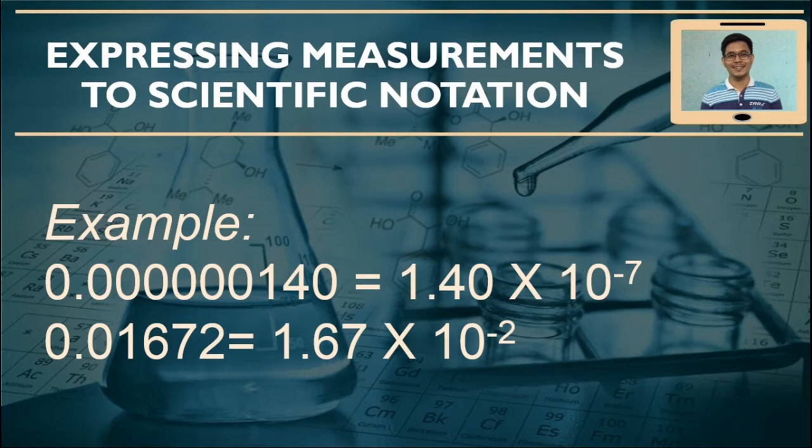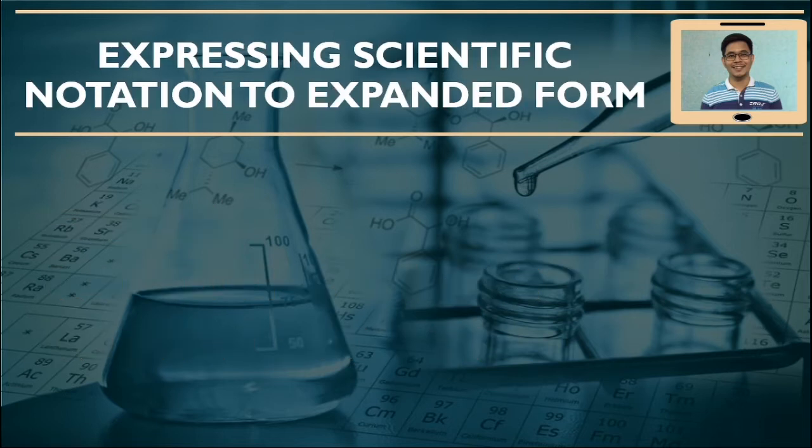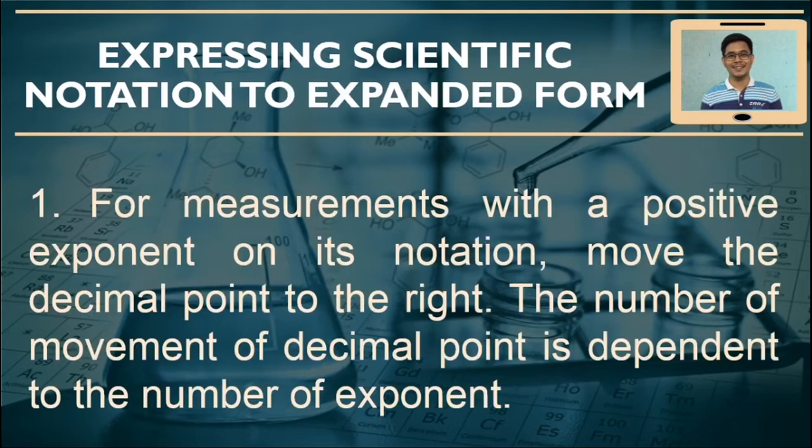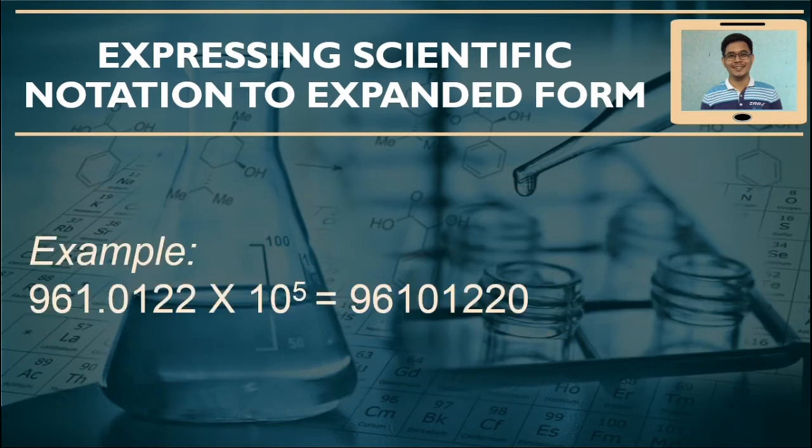And the question now is, how are we going to express a scientific notation to its expanded form? So meron din tayong sinusunod na process dyan. So number 1, for measurements with a positive exponent on its notation, move the decimal point to the right, and the number of the movement of decimal point is dependent to the number of its exponent. So we have here an example.